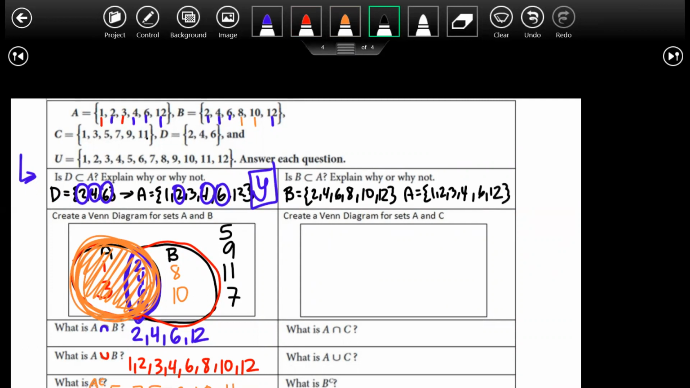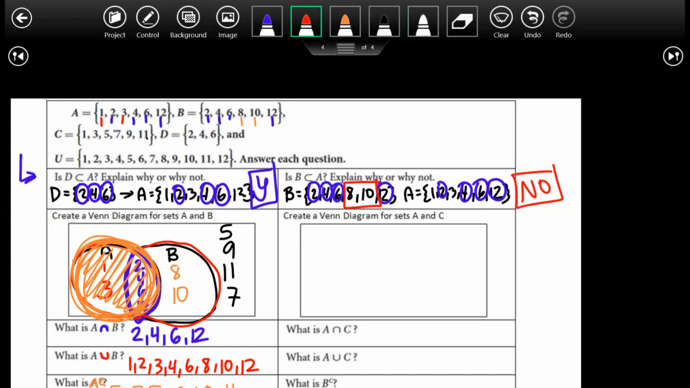Are all B's elements in A's? Which one are we missing? Well, 2's in there, so we're good there. 4, we're good here. 6, we're good here. 12 is in there. What 2 elements are we forgetting? Again, we're just showing you. So no, this would not be a subset. This would be no.